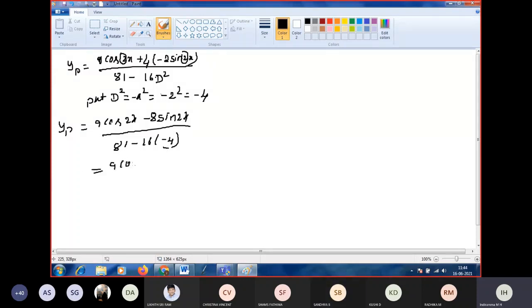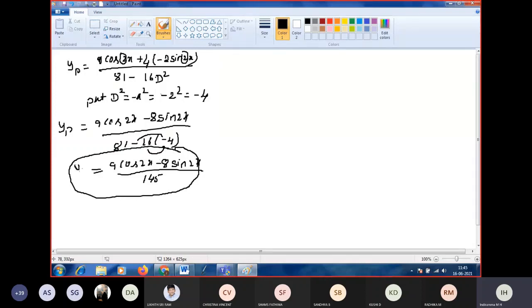So 9 cos 2x minus 8 sin 2x divided by 64 plus 81, that is 145. See, this is actually our yp. It should not contain any D term either in the numerator or in the denominator. Did you clear? Is there any doubt?